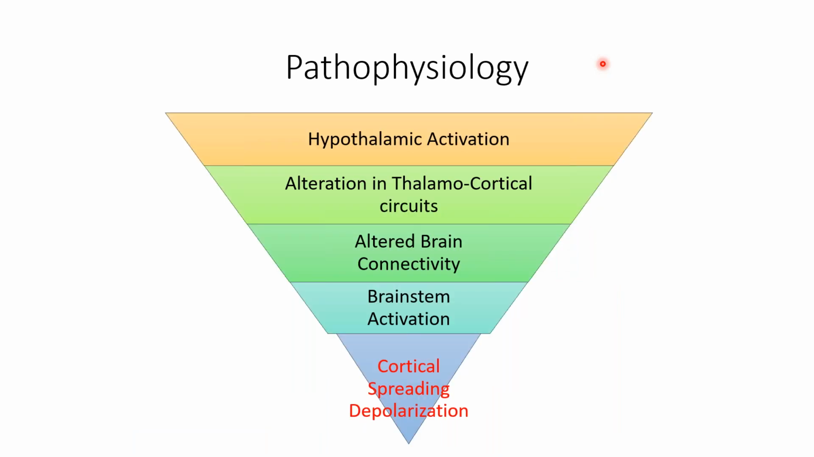What happens is that there is hypothalamic activation which leads to an alteration in the thalamocortical circuits, and these lead to altered brain activity and activation of the brain stem, which results in what is referred to as the cortical spreading depolarization.